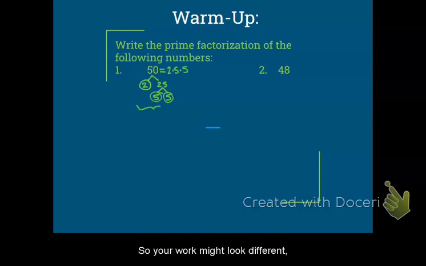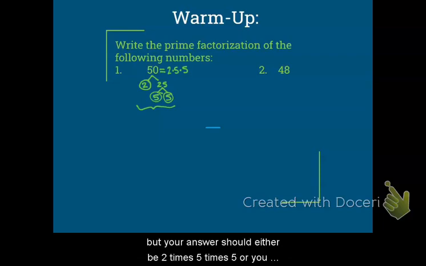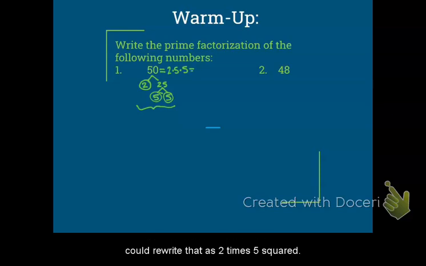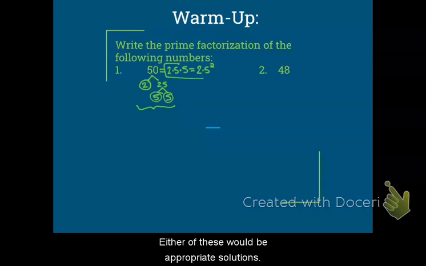So your work might look different, but your answer should either be 2 times 5 times 5, or you could rewrite that as 2 times 5 squared. Either of these would be appropriate solutions. And then same thing for your solution for 48.